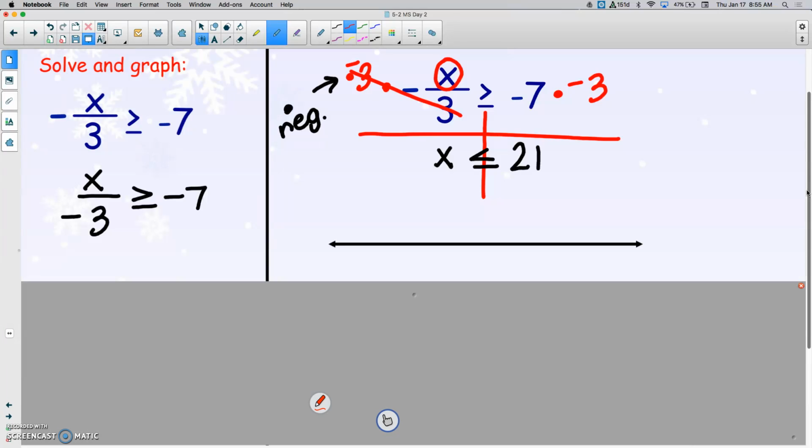My variable is on the correct side, so I'm ready to graph. Closed circle, less than or equal to, goes to the left. Smaller than 21 would be 20 and 19.